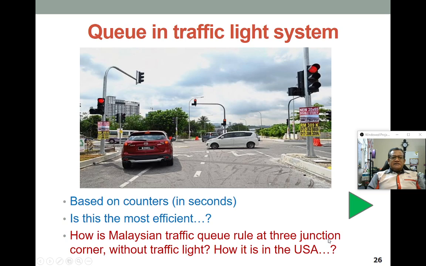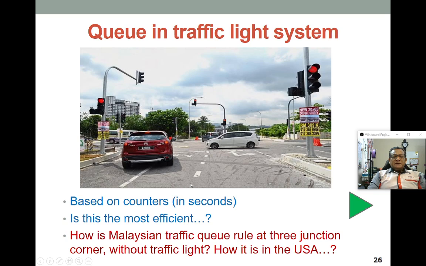Queue in a traffic light system. This is a general observation as far as a queue is concerned. In Malaysia, there are traffic lights installed with a counter: 99, 98, 97, 96, and so on. So they wait based on the counter. We are not sure whether this is the most efficient way to control the crossing of a junction.